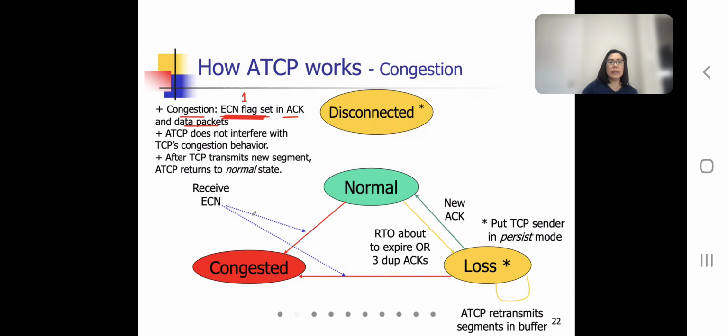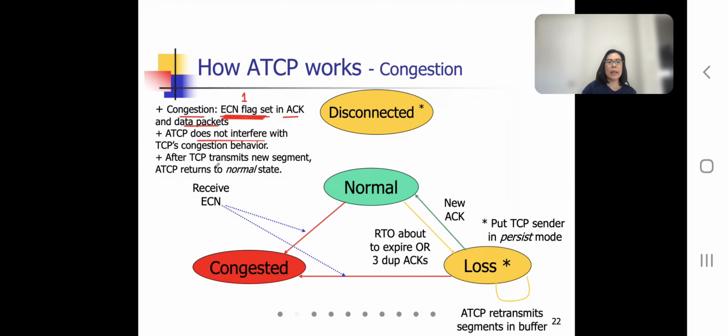If the flag is set, then ATCP knows that there's real congestion in the network. So in that case, it just stays quiet. It does not interfere with TCP's congestion control. TCP will invoke congestion control as before, reduce the window size, and then transmit using either the original scheme or fast retransmit, either one. In that sense, now TCP is in control. ATCP just stays quiet because there's real congestion in the network.